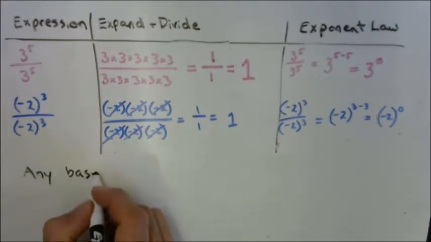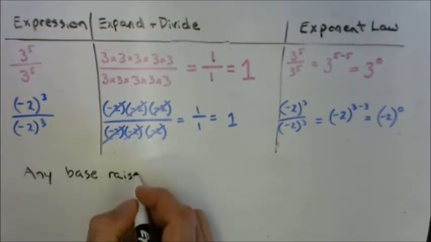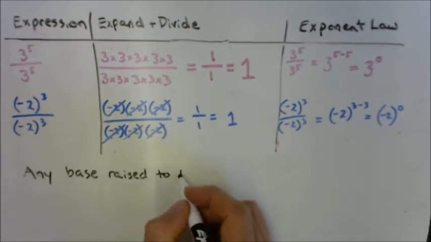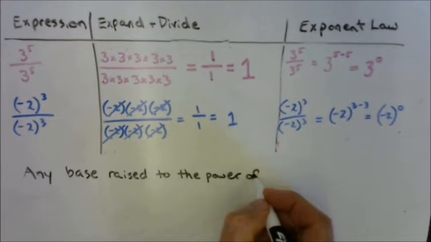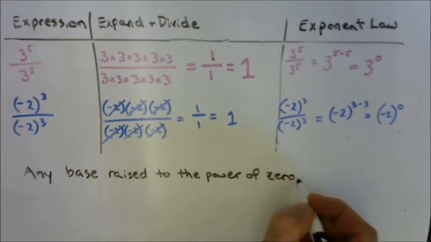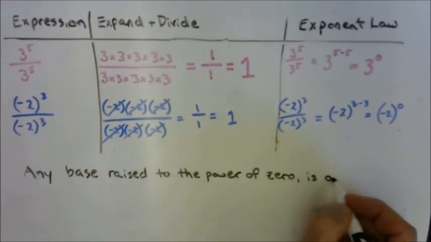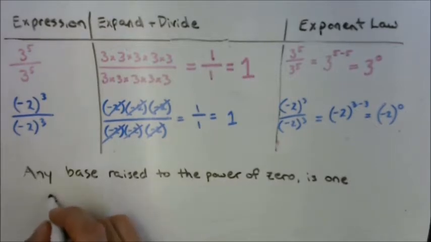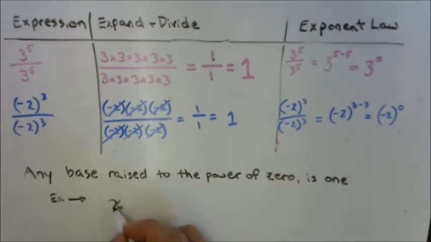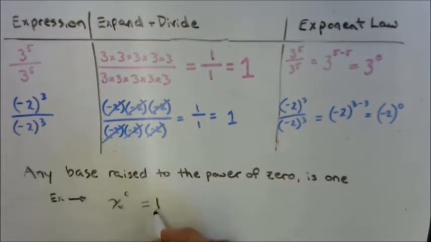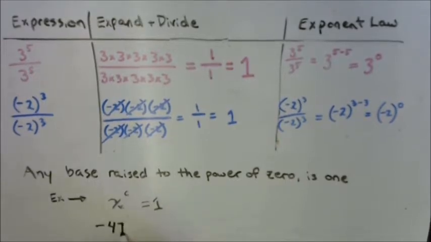Any base raised to the power of 0 is 1. Quick example. X to the power of 0 equals 1. Another example. Negative 47 to the power of 0 equals 1.